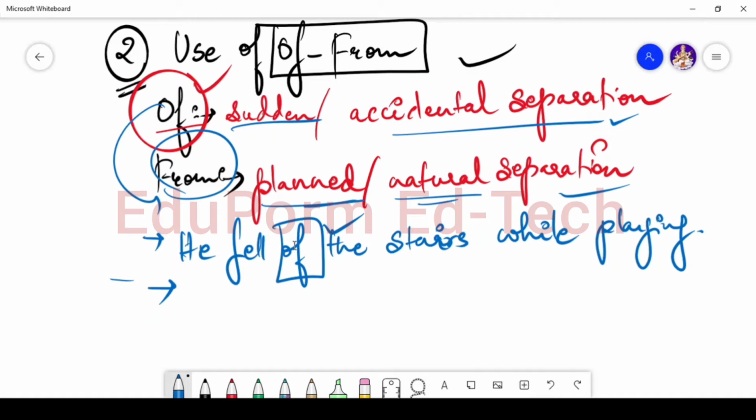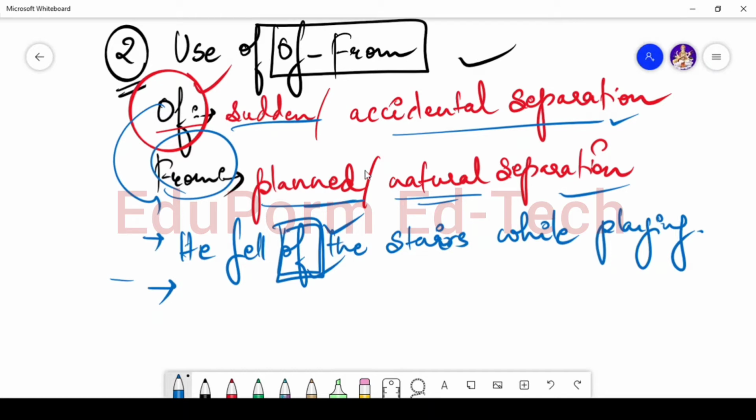Okay, and if you listen to this, it will sound more sophisticated also. Okay, that he fell off the stairs while playing. कोई सुनेगा तो बोलेगा, अगर आपने कभी अंग्रेजी नहीं भी बोली होगी, and if anyone listens, they will be like, oh my god, they know how to speak English. Very impressive. Okay, so he fell off the stairs while playing. Okay, it sounds more correct. It sounds better. So he fell off the stairs.